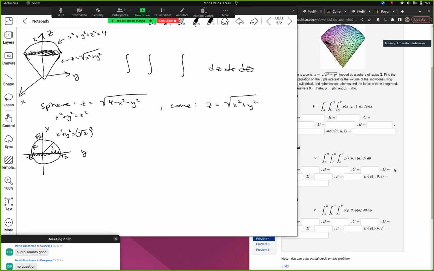And you can do that really easily for this problem by remembering that x squared plus y squared equals r squared. So root 4 minus x squared minus y squared is the same as root 4 minus r squared. And root x squared plus y squared is the same as root r squared, or r. So our bounds for z are still going to be the cone on the bottom, the sphere on the top, but now we write them in polar type coordinates. So it's r below and root 4 minus r squared above.